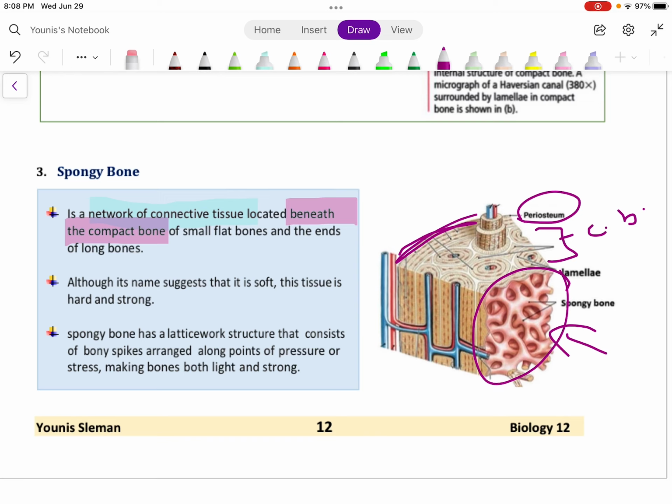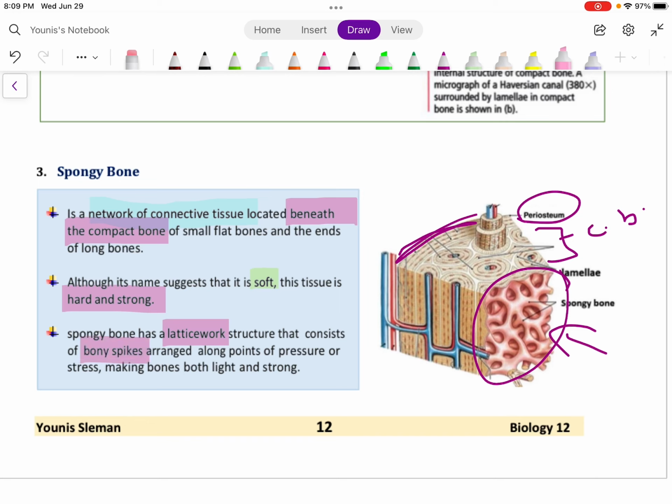All right, so the name of the spongy bone suggests that this bone is soft, but it is not. Instead, it is hard and strong. It's made up of hard and strong tissues. Although there are gaps, the tissue itself is hard and strong. And the spongy bone is usually making a lattice work, like a network, with many spikes.